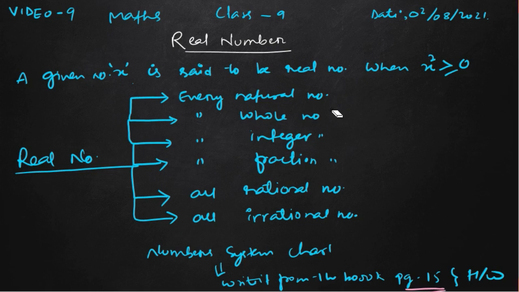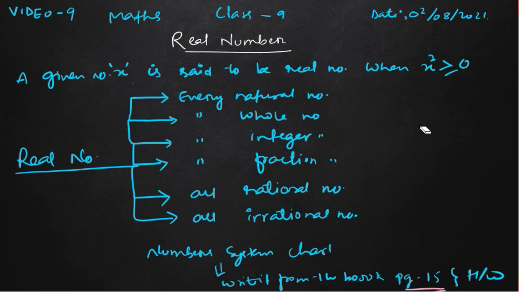Suppose you have 1.5, minus 2.5 or 1.6 bar. 1.6 bar, with 6 bar, means 1.6666 and so on. This type of number is called a recurring number, and it can be represented as a decimal. These come under non-integral rationals.